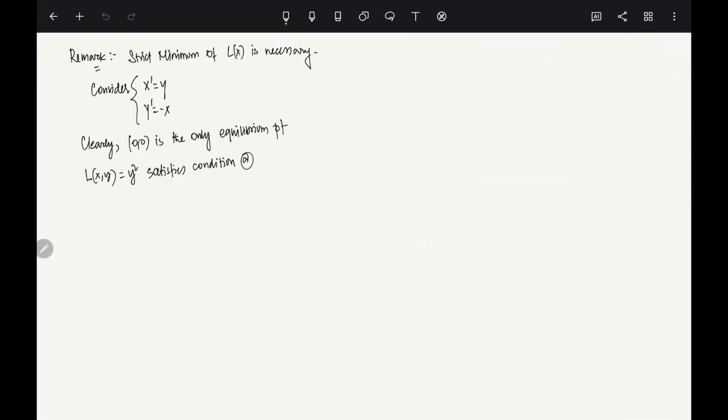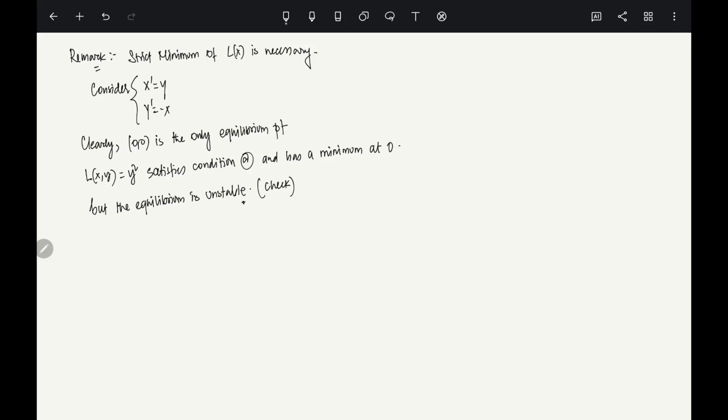L has a minimum at 0. But you can check that the equilibrium is unstable. How do you prove it? Please look at the eigenvalues. It is a constant coefficient linear system, so you can write down what the matrix A is, check the eigenvalues, and then you can see that the equilibrium is unstable.